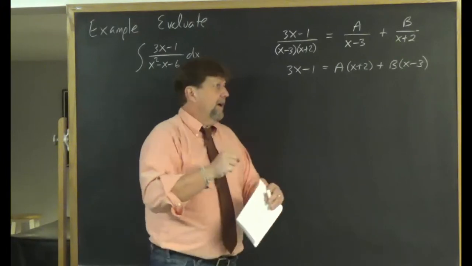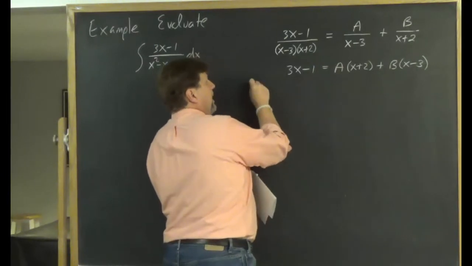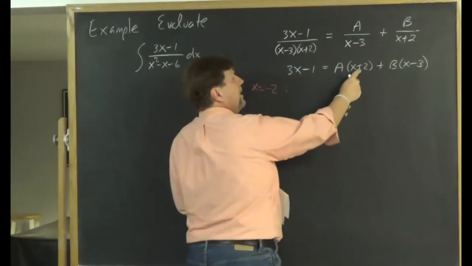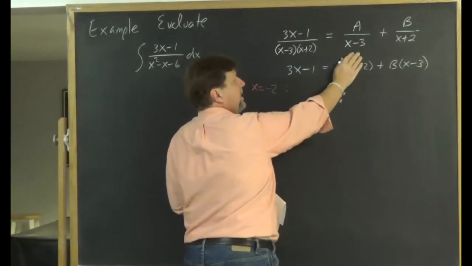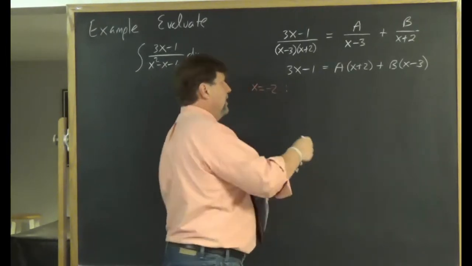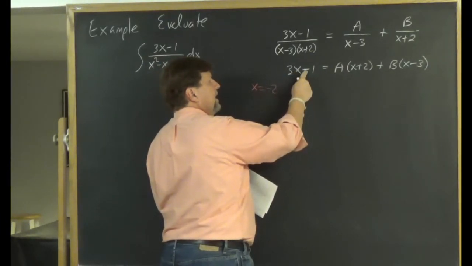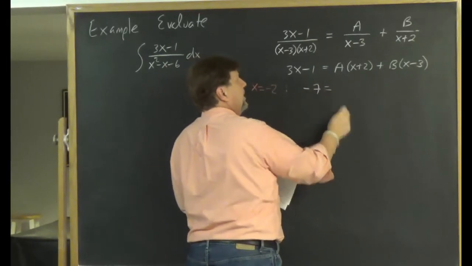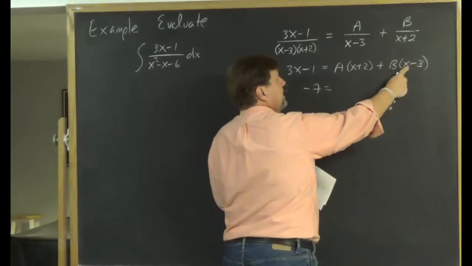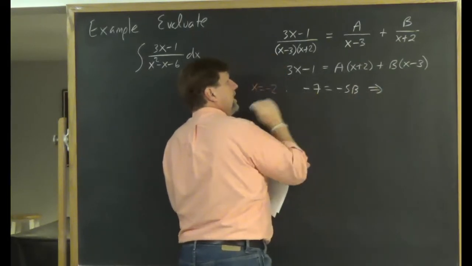What do I mean by an easy value of x? Well, I'm looking at this and I say, well, if x were negative 2, negative 2 plus 2 is 0, that would disappear. A times 0 is 0. And then I'll be able to immediately solve for B. So I put negative 2 in for x. So 3 times negative 2 is negative 6. Negative 6 minus 1 is negative 7. Negative 2 comes in for x. That's 0. Negative 2 comes in for x, and we get a negative 5B. Divide both sides by negative 5.